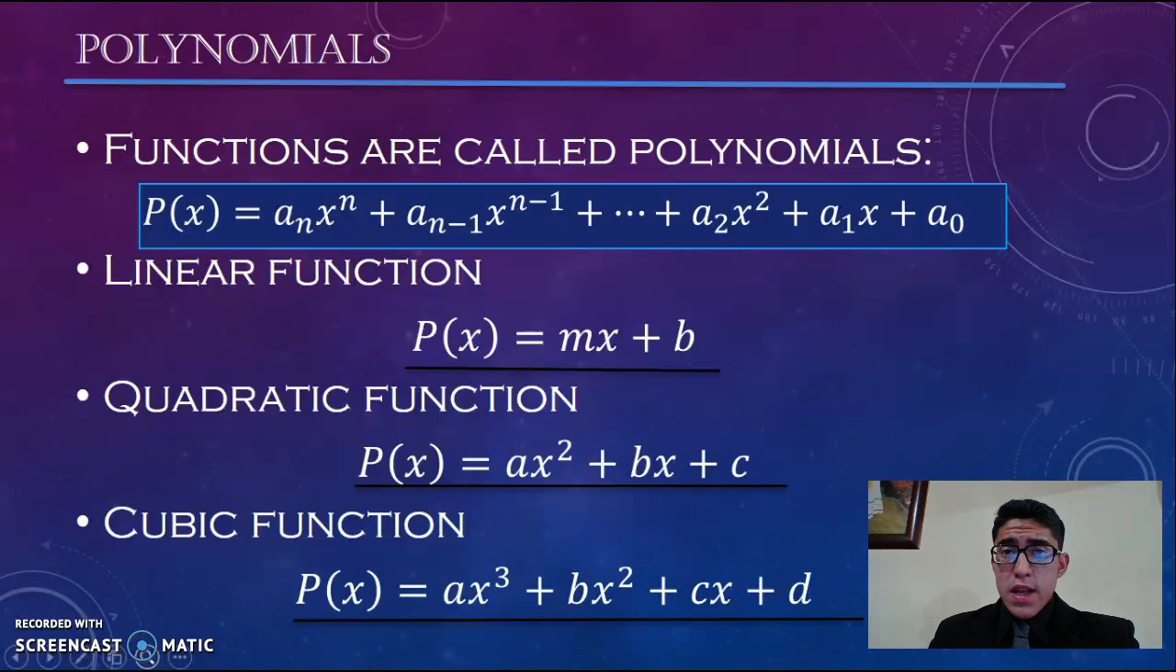A function is called a polynomial if it has the form we see here. And this is the general formula for a function dependent on the degree, like these three examples.